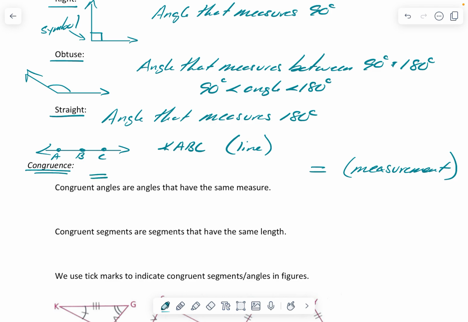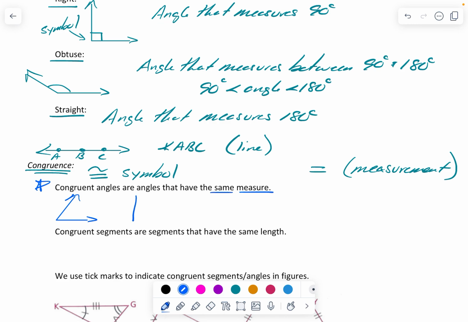Congruence, which we use this symbol, that's the symbol. Congruence just means that they're exactly the same. So if we say that two angles are congruent, it means they're exactly the same, or in other words, they have the same measurement. So that's what we have right here. Maybe I'll switch colors, get some variance here. So congruent angles are angles that have the same measure. And so I'll try to draw two congruent angles here. So we have this one, and then maybe I'll draw it so it looks like this.